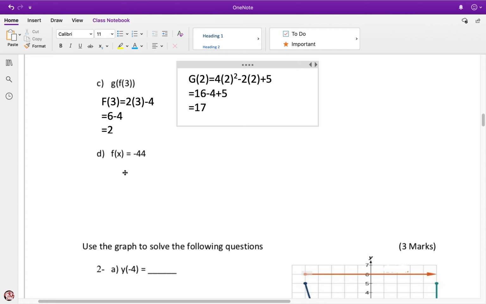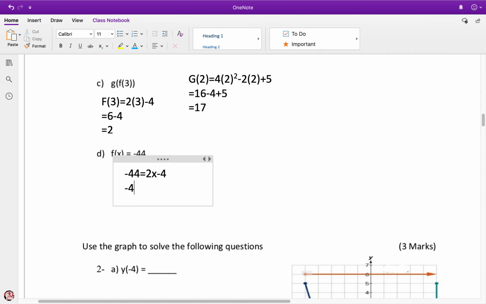Now this one here, this time I don't give you the x, but I give you what it's equal to. So f of x equals negative 44. So it's going to be negative 44 equals 2x minus 4. Then we start rearranging. Negative 44 plus 4 equals 2x, so negative 40 equals 2x. And then we once again isolate. So negative 40 divided by 2 equals x. So negative 20 equals x.